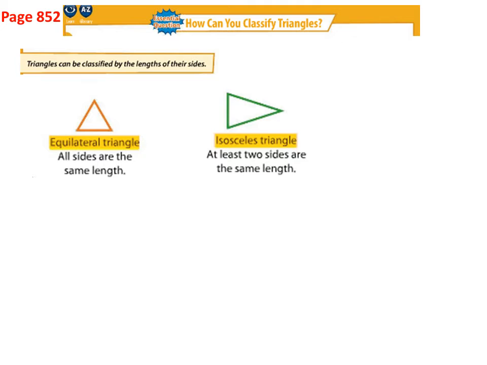Take a look at how many sides are congruent. In this triangle, at least two sides are the same length. We can call that triangle an isosceles triangle. Take a look at how many sides are congruent in this triangle. No sides are the same length. We can call that triangle a scalene triangle.